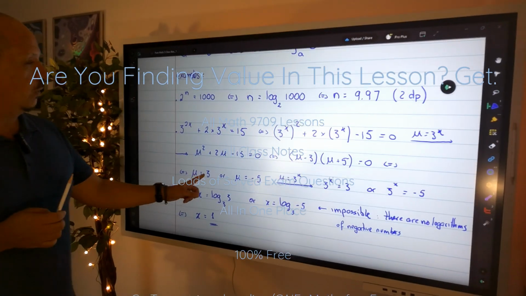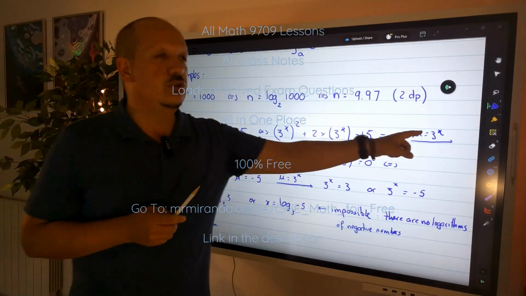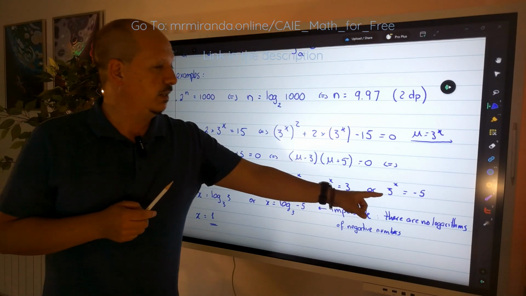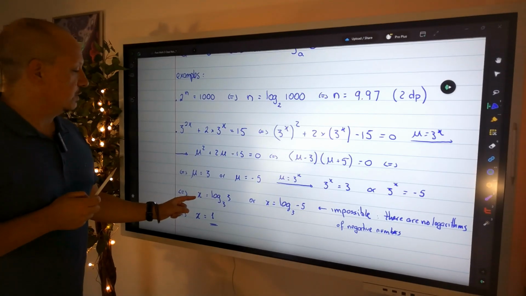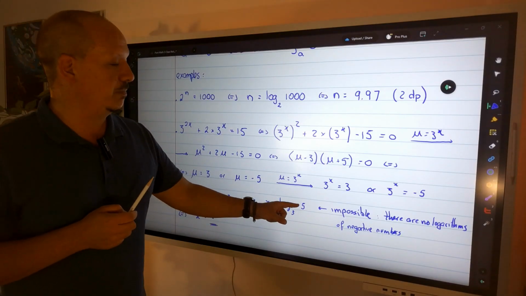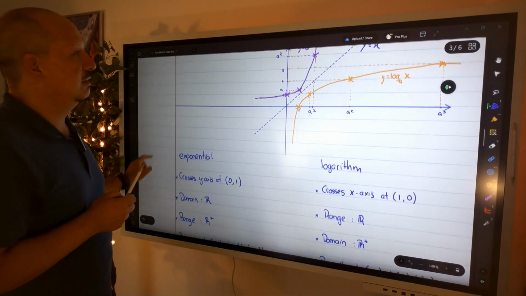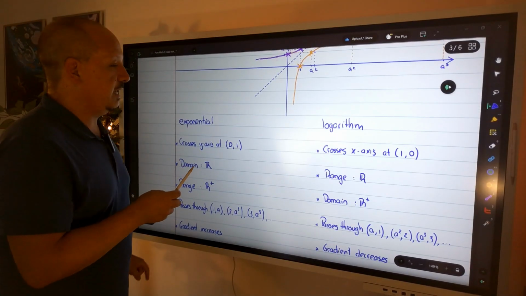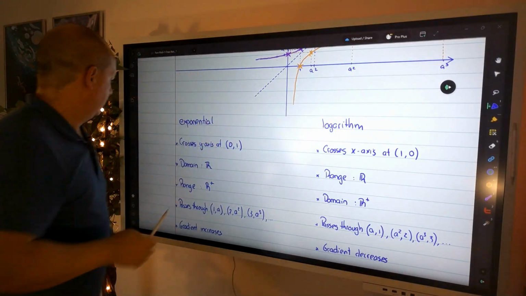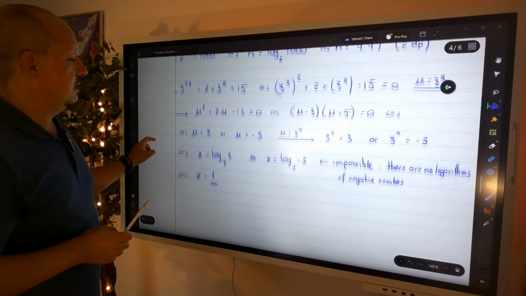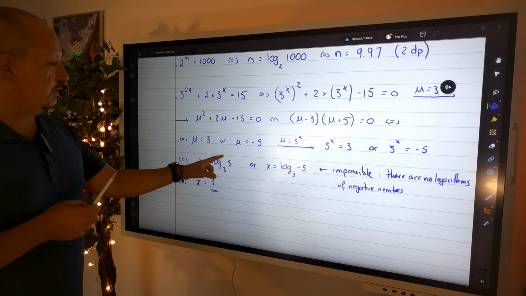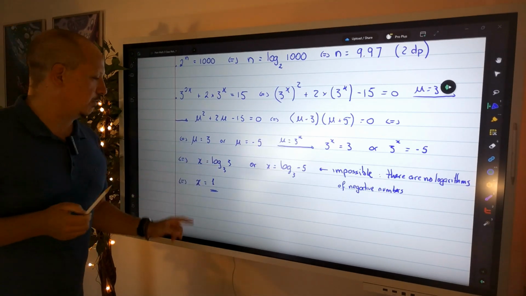So you have values of u of 3 and minus 5, and then you undo what you did a little while ago. So you actually have 3 to the power of x equals 3, or 3 to the power of x equals minus 5. So x equals logarithm base 3 of 3, or x equals logarithm base 3 of minus 5. As you can see here, the domain of the logarithm is positive numbers, so you don't have logarithm of negative numbers. So this is going to be impossible. The only possible answer is logarithm base 3 of 3, which you already know is 1.